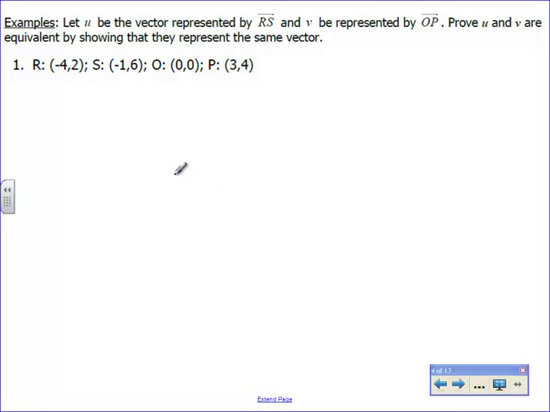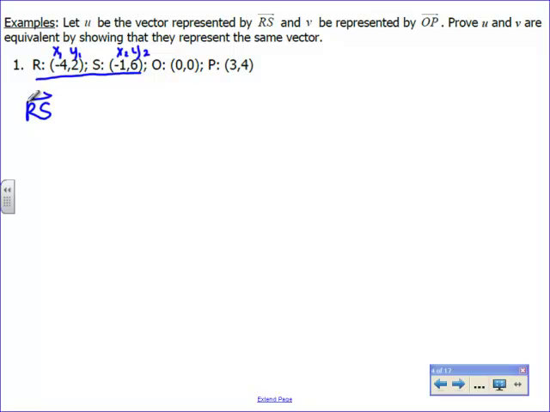Okay, so example 1: let u be the vector represented by RS and v be the vector represented by OP. Prove u and v are equivalent by showing that they represent the same vector. So let's start off with vector RS, which we're going to call our vector u. S is the terminal point because it's at the end of that segment where the arrow is showing where it's going. So that's my x2, y2. That means my R is my x1, y1.